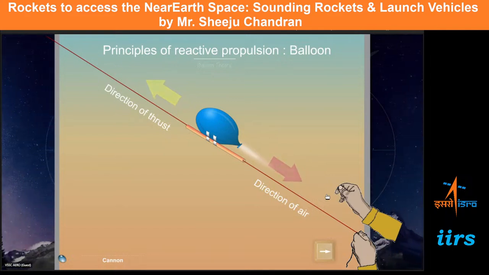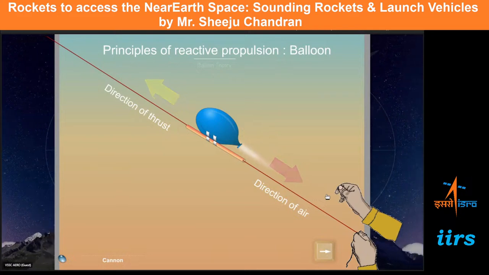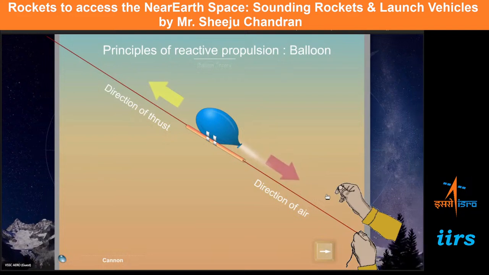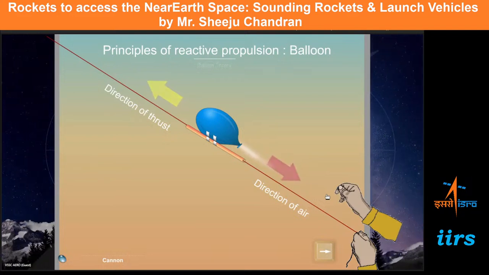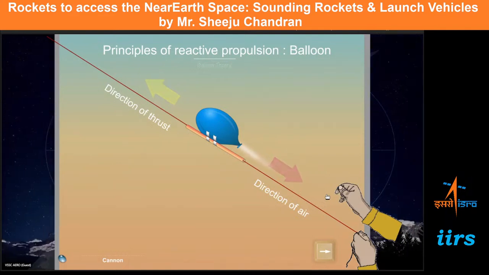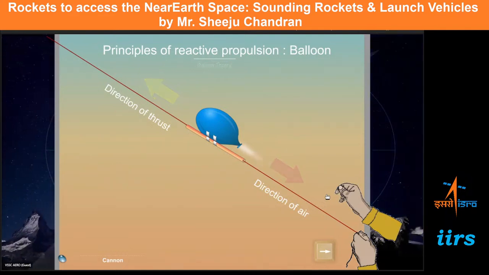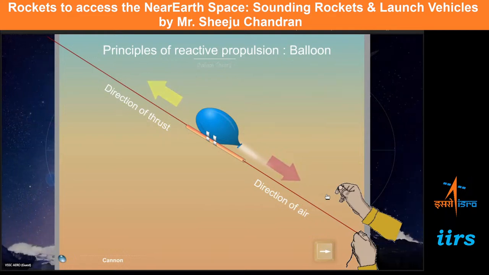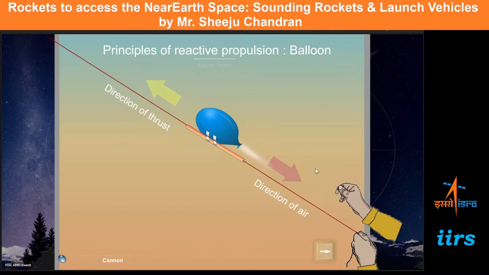So why is it happening? The reason is very simple. The balloon has stored air at a slightly higher pressure. So when you release it, because of the pressure difference, the air will come out. And when the air is coming out, because of the rate of change of momentum, it exerts a reaction. And because of the reaction, the balloon moves in that direction.